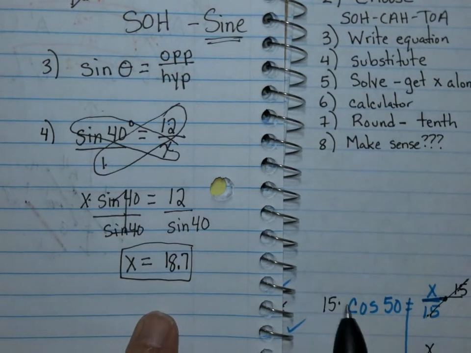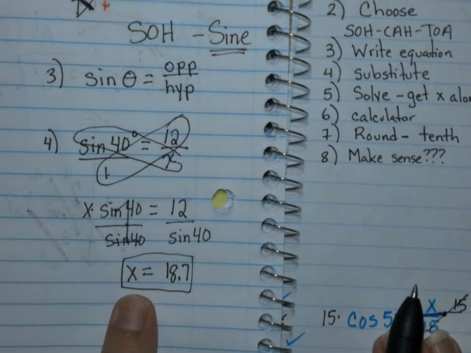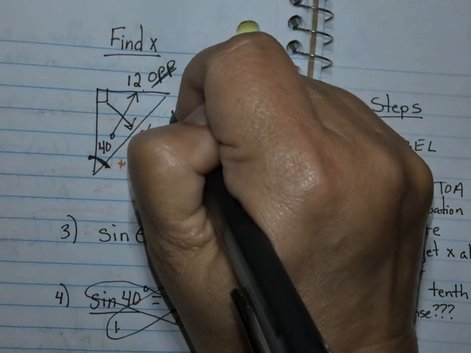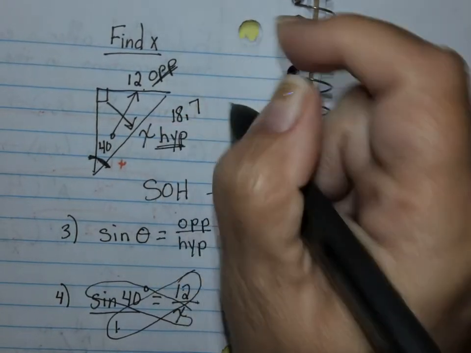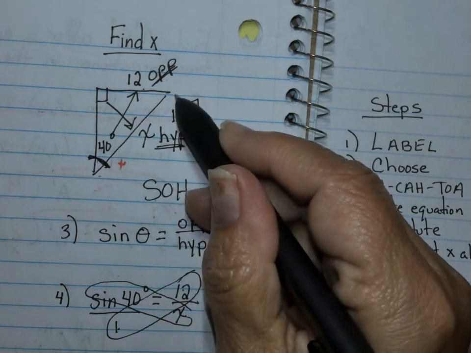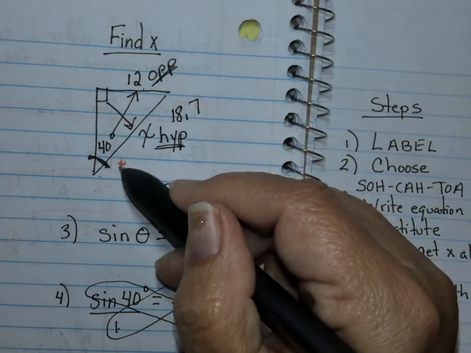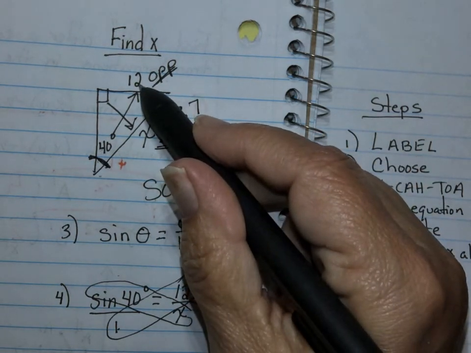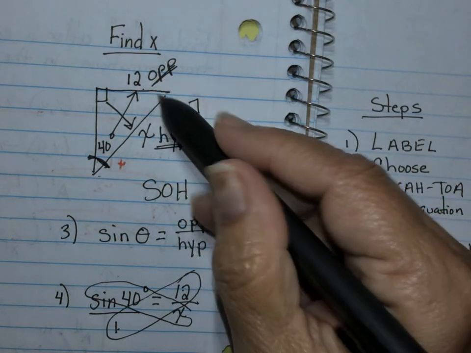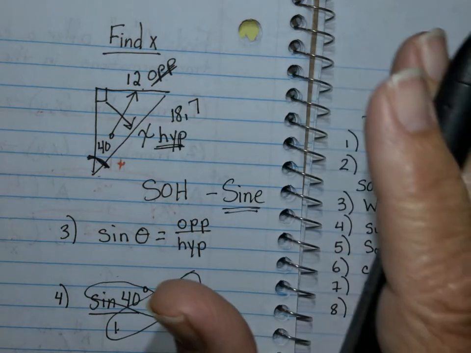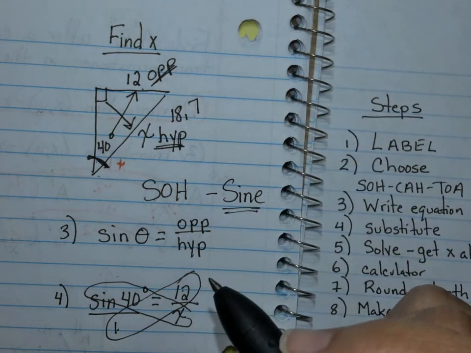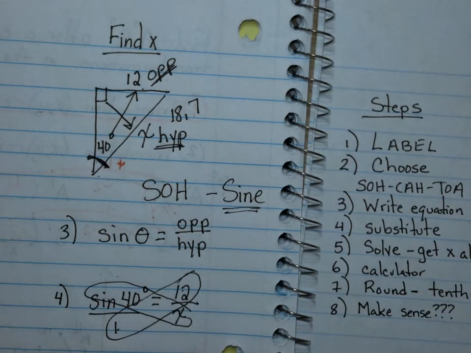Last step, see if your answer makes sense. So go back up to your triangle. Put your answer on your triangle, 18.7. Isn't the hypotenuse supposed to be the longest side? Did your answer come out bigger than 12? So your answer does make sense. Doesn't guarantee that it's exactly right, but it does make sense. The hypotenuse is supposed to be the longest side.